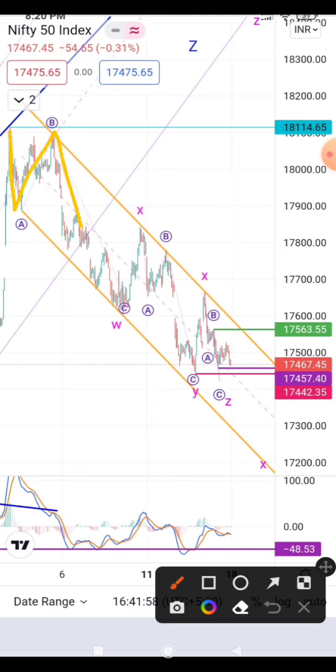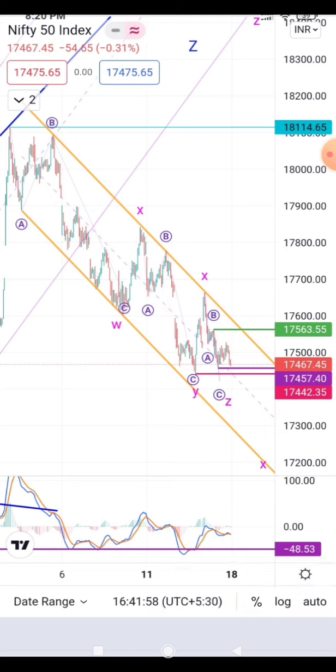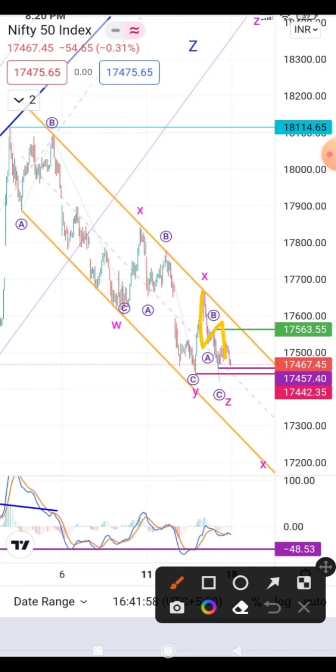So here we are expecting an ABC move, which is called W. This X is an expanded flat correction. Then again this ABC move on the downside, which is Y correction, completed here near the channel. It gave a bounce back as X wave ABC, and again the final move is in progress, ABC on the downside.